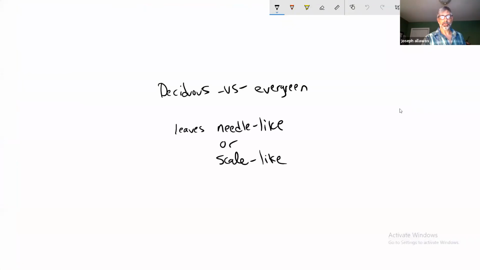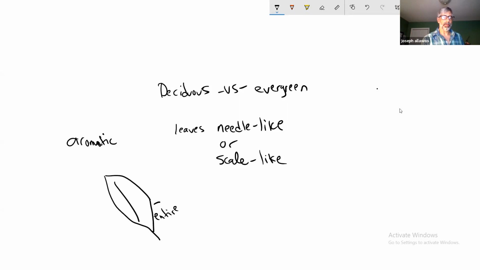I just want to make sure you got the margin thing. I should have done this earlier. I forgot. There's this word aromatic. And again, this word aromatic means having a strong, distinctive odor. Margin of the leaf, entire. And again, when you're talking about this, you're looking at the edge of the leaf versus dentate.